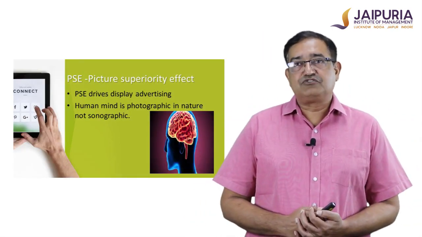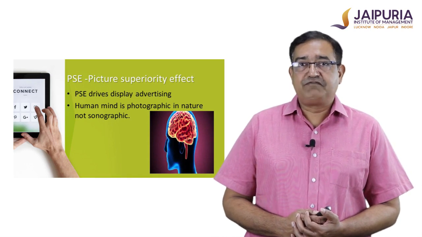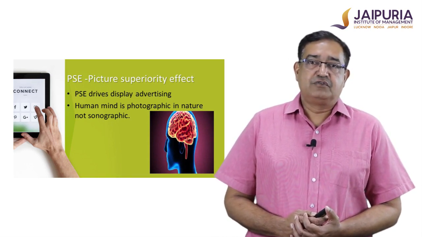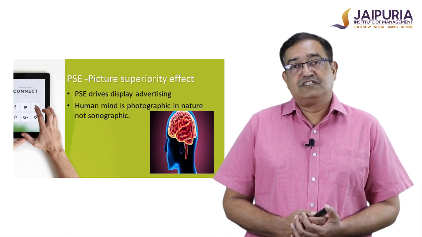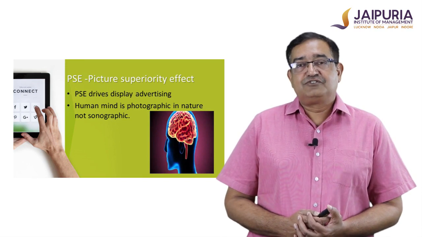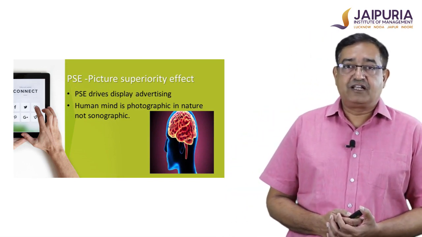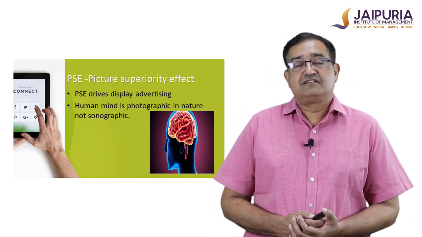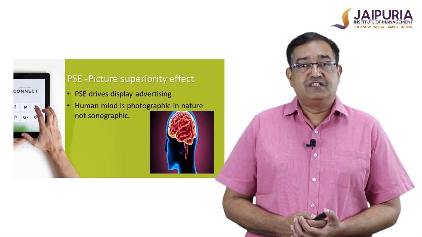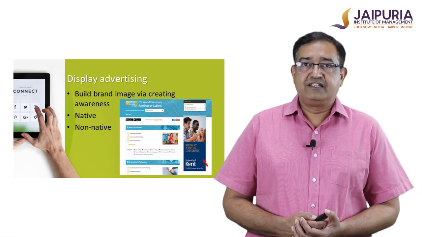So let us start. First of all, what is the picture superiority effect? PSE is what basically drives display advertising, and the human mind is photographic in nature, it is not sonographic. If you recall anything, definitely a kind of picture comes to our mind and we memorize in the context of that picture. Once we have to recall it, we again look at this broad picture in our memory, and accordingly we start narrating that particular memory. So our memory is photographic in nature, and that's why advertisements have a higher influence on memory. Display advertising basically builds the brand image by creating awareness.